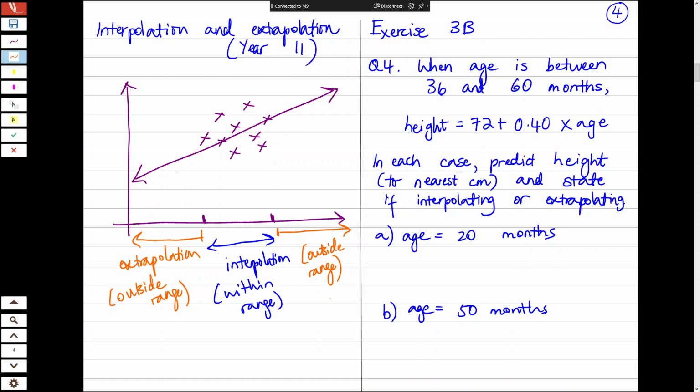You can probably see where this is going. Generally, when you talk to a statistician, they will consider one of these to be more reliable and one of these to be less reliable. So if you were to decide which ones you would trust more for predictions using the line, would you be more inclined to trust a prediction within the data range or outside the data range?